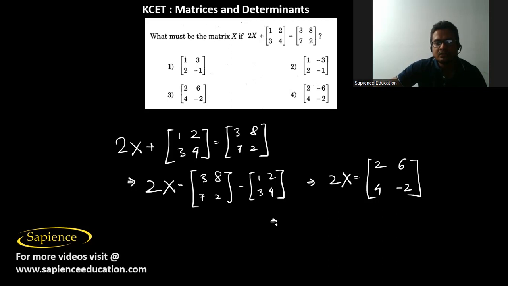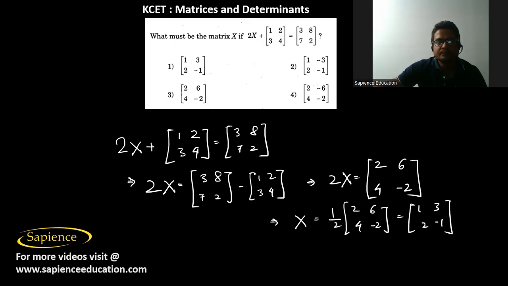So therefore X will be half of this. It means that half should be multiplied with every element. 2, 6, 4, minus 2, so that will be 1, 3, 2, minus 1. So option 1 is the correct answer.